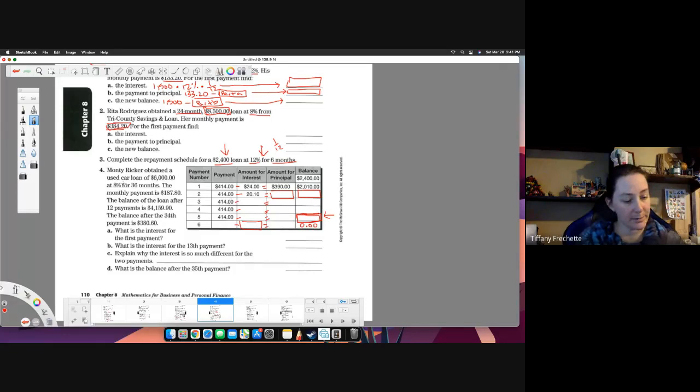So Monty Ricker obtained a used car loan of $6,000 at 8% for 36 months. The monthly payment is $187.80. The balance of the loan after 12 months is $4,159.90. The balance after the 34th payment is $380.60. What is the interest for the first payment?